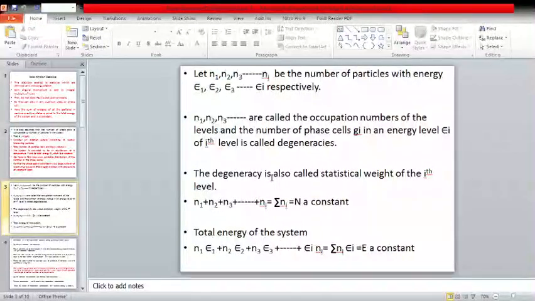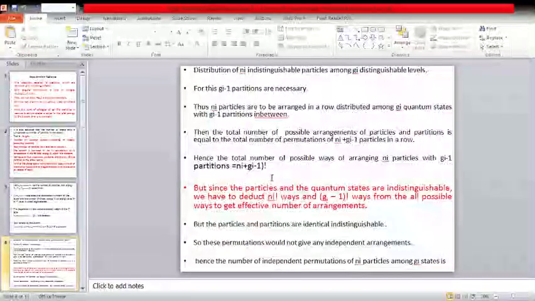n1 plus n2 plus n3 etc. plus ni equals sigma ni equals capital N, a constant. The total energy of the system is n1 E1 plus n2 E2 plus n3 E3 etc. plus ni Ei equals sigma ni Ei equals capital E. The total energy is a constant.